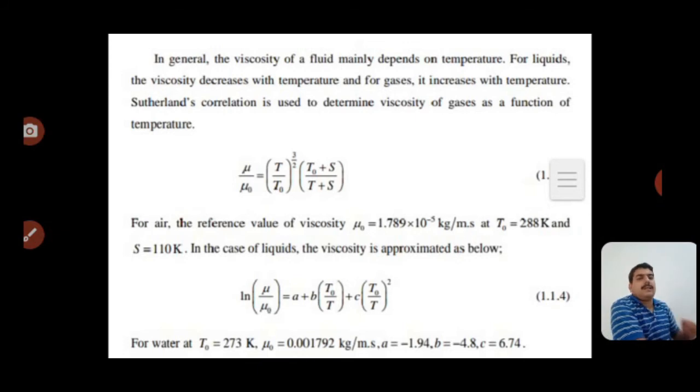In general, the viscosity of a fluid mainly depends on temperature. For a liquid, viscosity decreases with temperature, and for gases it increases with temperature. Some small relations are given in that slide: mu upon mu naught is equal to T upon T naught to the power 3 by 2, times T naught plus S upon T plus S, where T is the temperature, T naught is the reference Kelvin temperature, and mu naught is the initial viscosity.